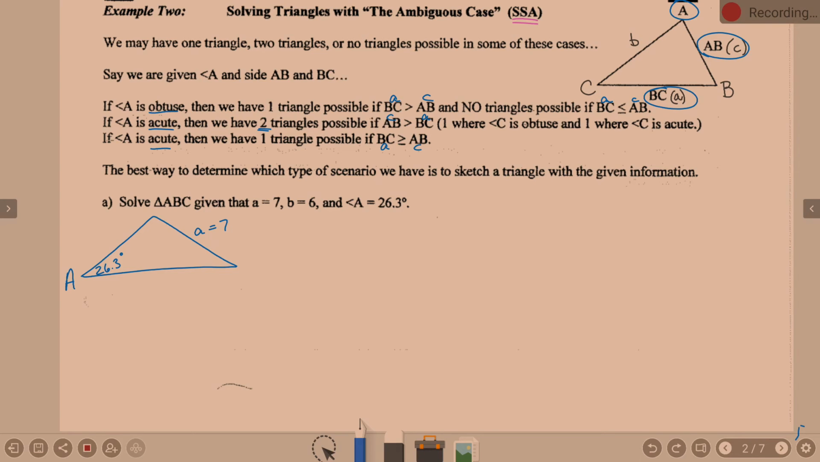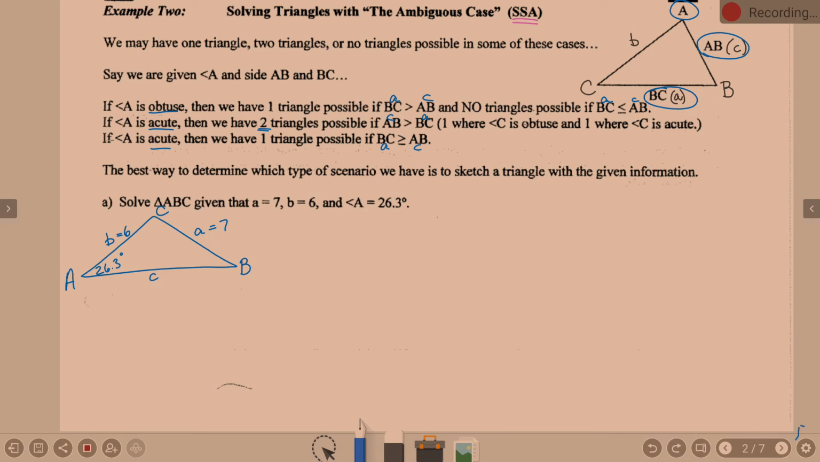Based on the way my triangle's drawn, side B is 6. So I'm going to pick side B to be over here. I just picked side B to be over there because it's similar in length to side A. Doesn't really matter where you pick it, to be honest. So that's going to make this one angle B. Up top is angle C. Down low is side C.